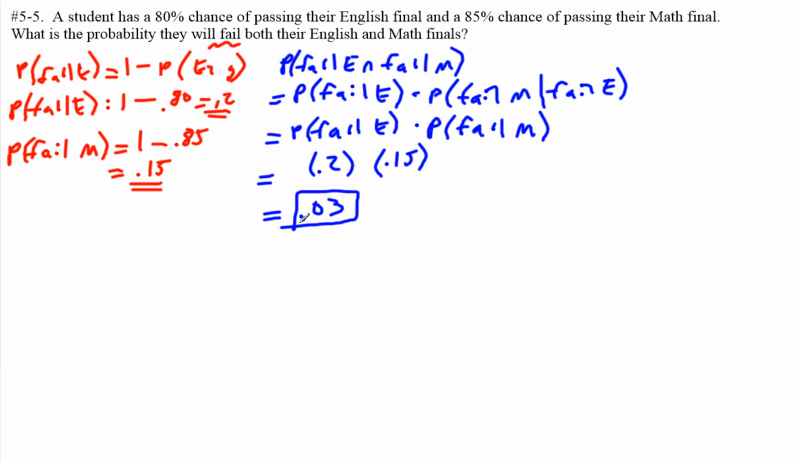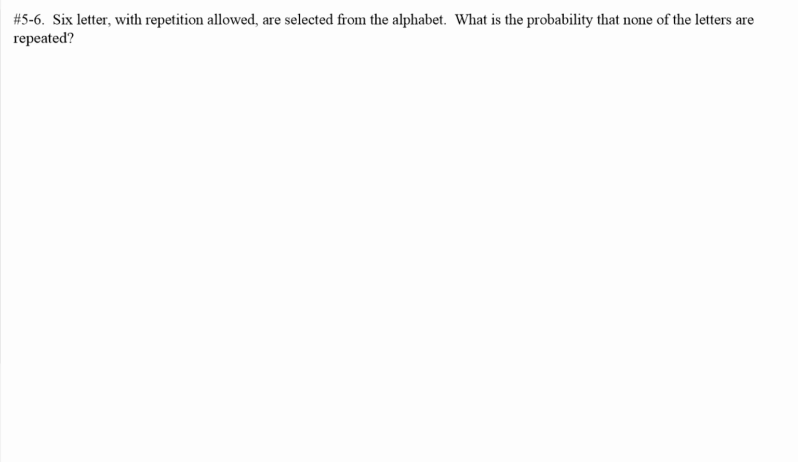Okay, so let's move on. There's just a few more to go, 2 more to go. So this one says 6 letters with repetition allowed are selected from the alphabet. What is the probability that none of the letters are repeated? Okay, go ahead and pause this. Think about it for a sec. Try it, and then unpause.